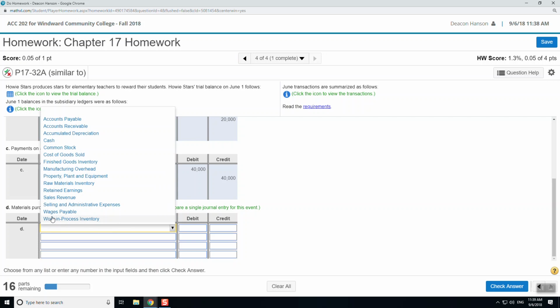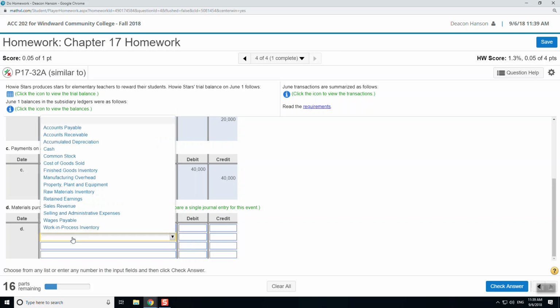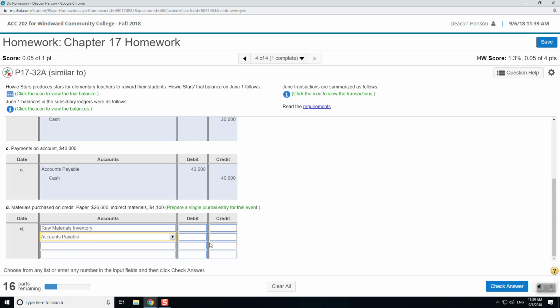Notice there is no paper account and there is no indirect material account. We're just going to stick it into our raw materials inventory. We'll scan through real quick to make sure that we don't have those two accounts. But it makes sense because we put all of that material that we're going to use in the product into that raw materials inventory account, right? And then we have an accounts payable. So we've got to add, right? So we got 30,700, if I did my mental math correctly. Make sure.